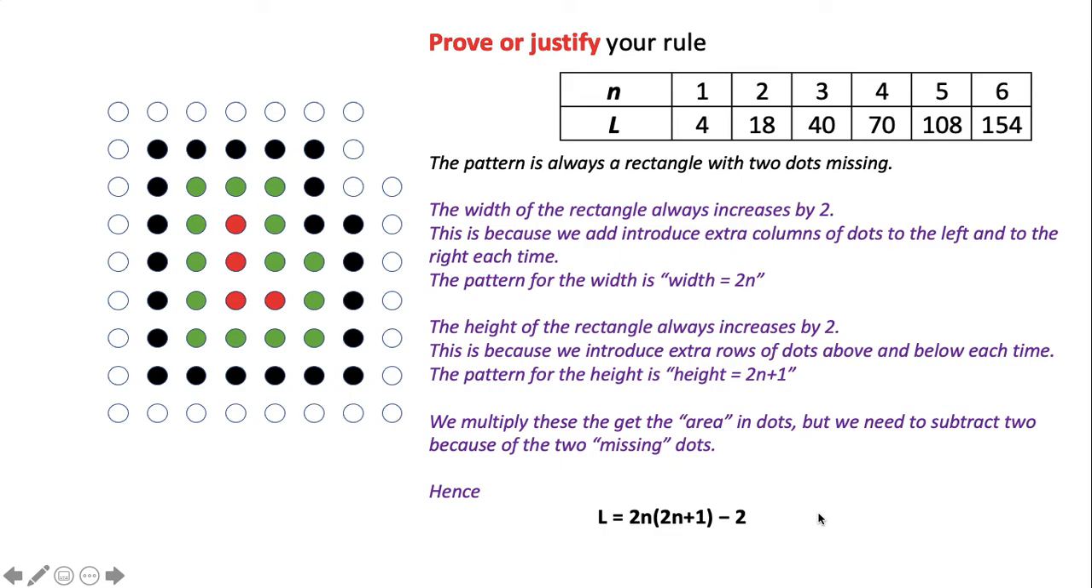So what proving and justifying needs to involve is a more general argument. So not just specific examples that work. Putting in 1, it works for 1. Putting in 2, it works for 2. Putting in 5 and 6, and it works for 5 and 6. That demonstrates that the rule appears to work, so it tests it and it verifies it.